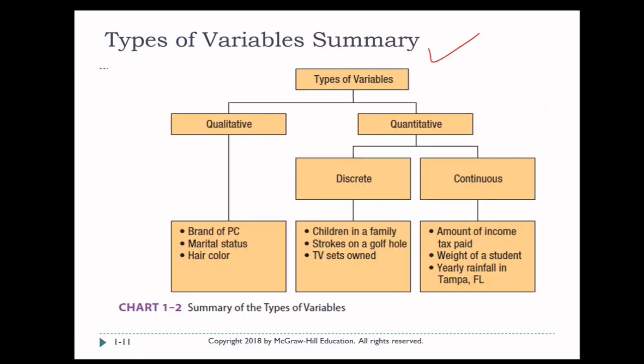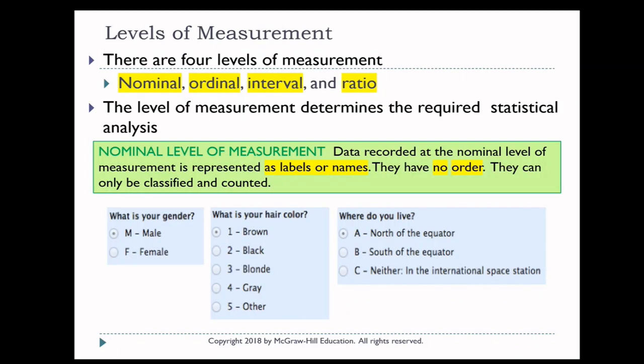This graph is taken from the book. Exactly, types of variables, either qualitative or quantitative. The quantitative is discrete or continuous, and these are examples of discrete and continuous. Okay, now see this type of variables.